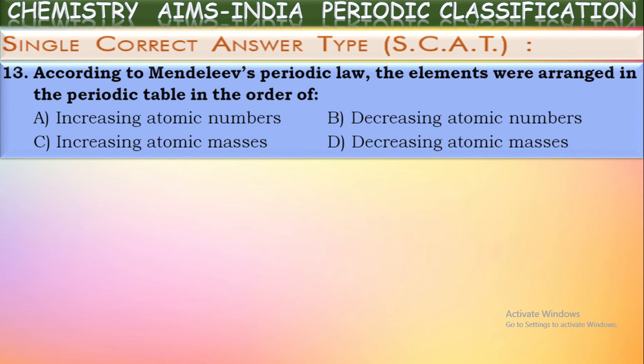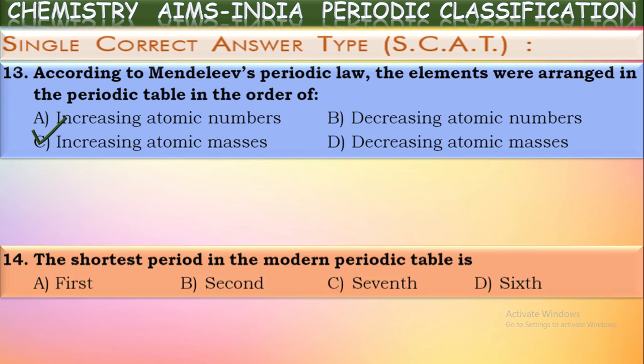That is actually the main drawback. He arranged all the elements in the increasing order of their atomic masses. By choosing atomic mass, he failed at certain points. So later on, in the modern periodic table, atomic number was chosen as the basic property. But in Mendeleev's periodic table, elements are arranged in increasing order of their atomic masses.